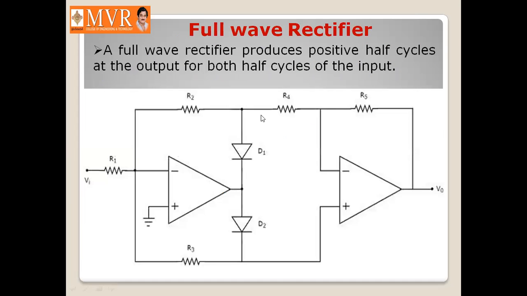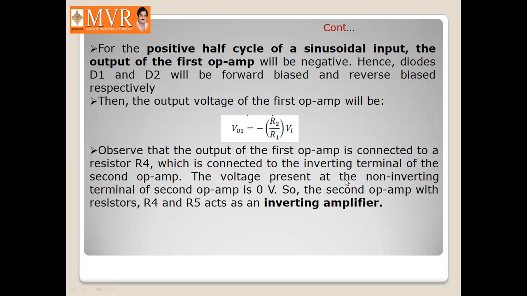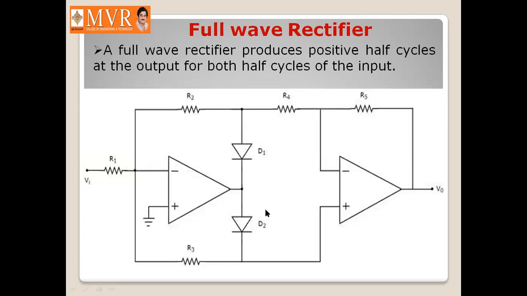So here R4 is connected to the inverting terminal of the second op amp, and R4 is going to act as the series input resistance of the second operational amplifier. The voltage present at the non-inverting terminal of the second op amp is 0 volts. So the second op amp with R4 and R5 is going to act as an inverting amplifier.